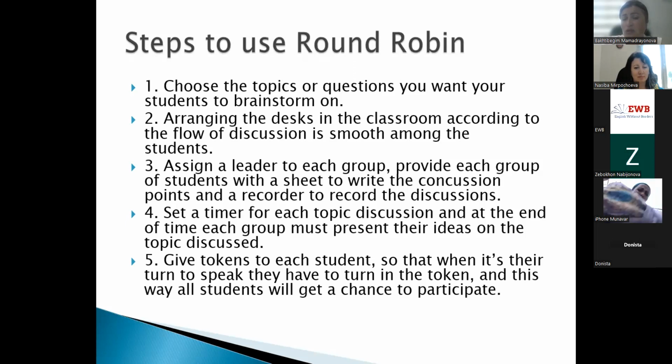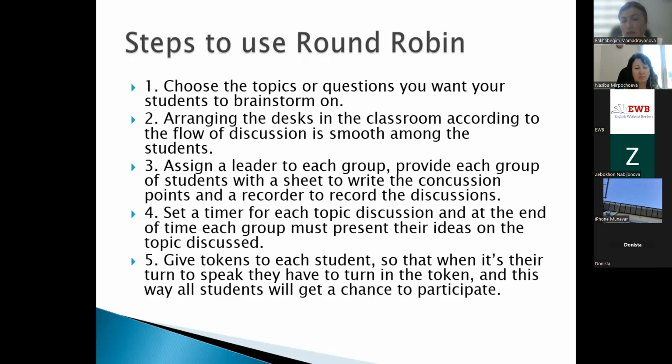So this is a really good tool. When the turn of each student comes, they discuss it in one group and each of them gives their ideas. There is a leader, who provides each group of students with a sheet to write the discussion points, and they record them on a paper, on a flip chart, or something else.